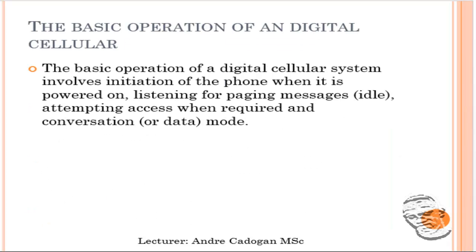Alright, so the basic operations of the cellular system, as we spoke about before, start with the initialization of a phone when the phone is powered on, listening for paging messages. We discussed the whole concept of paging, then going into idle time, and then access mode, in terms of conversation mode, whether it's trying to retrieve a call or actually access a call via DTMF tones to place a call.